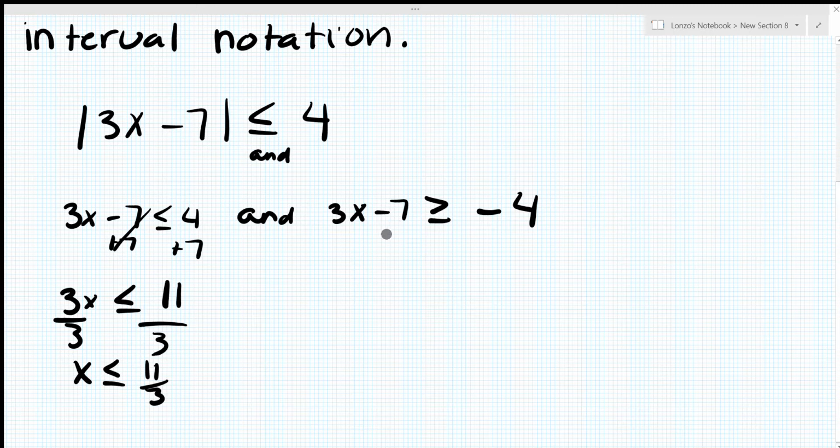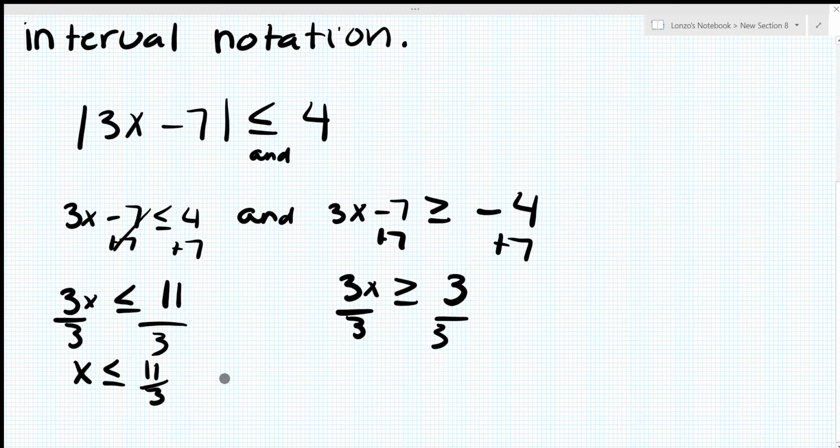Let's solve for this one. So we're going to add 7 to both sides. So we get 3x is greater than or equal to 7 minus 4, which is 3. Yeah, it's 3, not 2. Divide everything by 3. So you're going to get x is less than or equal to 11 over 3, and x is greater than or equal to 1. Now let's put it on a number line.